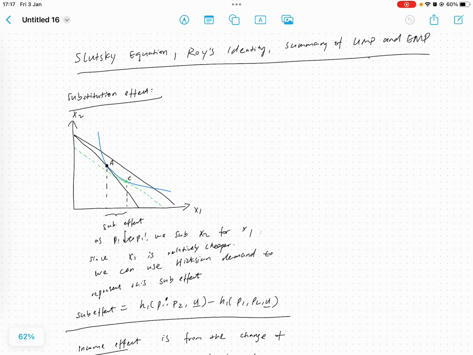Hello. So in this new video, we'll talk about the Slutsky equation and Roy's identity, and also make a brief summary of the relationships between the UMP and EMP. Okay. So before we formally introduce the Slutsky equation, let's have a quick review on the related substitution effect, income effect, and the total effect.